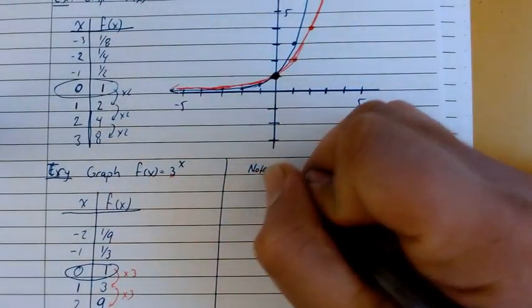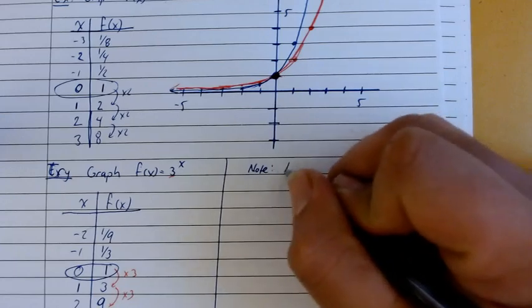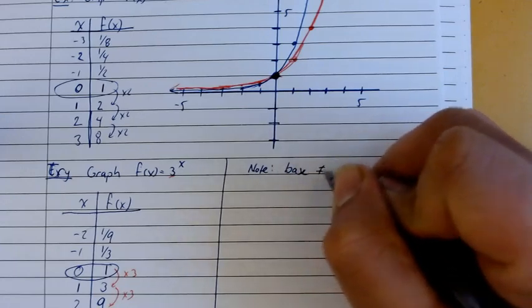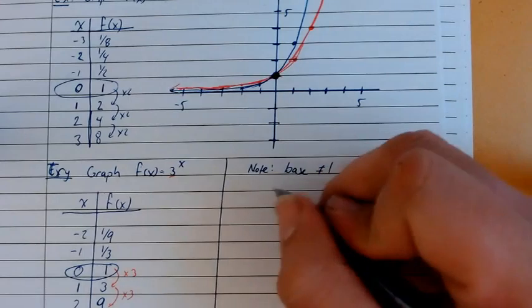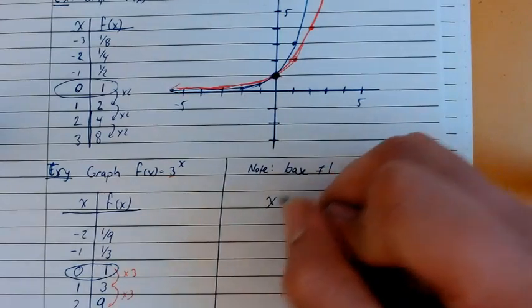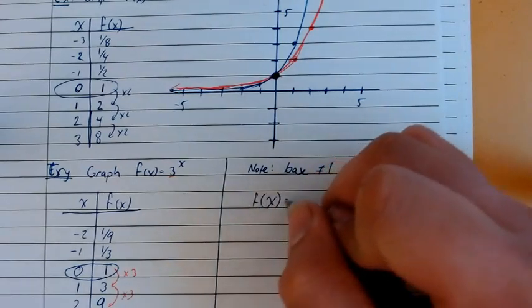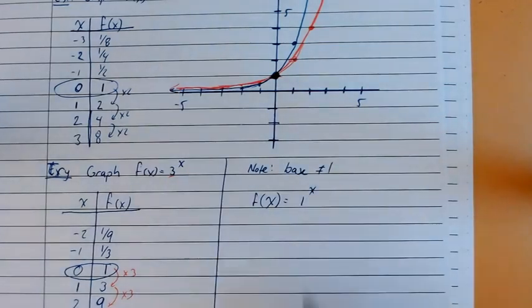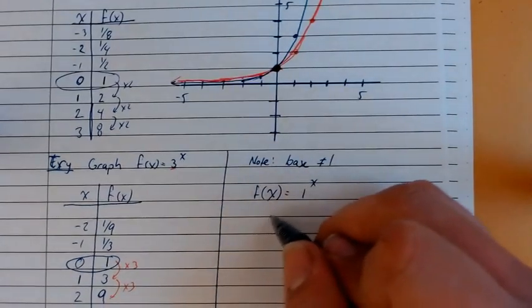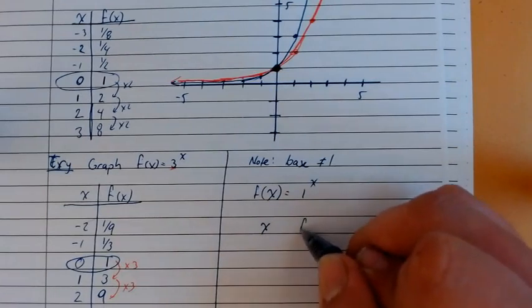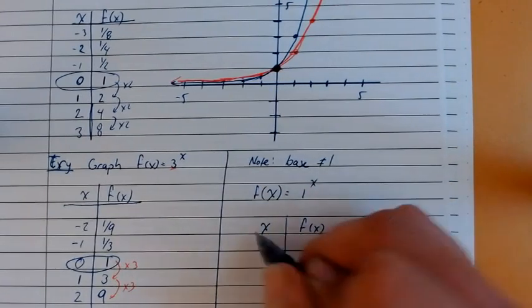So note, remember your base cannot be 1. Base cannot equal 1. Why not? Well, let's see what happens. If I have f of x is equal to 1 to the power of x, let me choose some x values, and I'll find my f of x values.